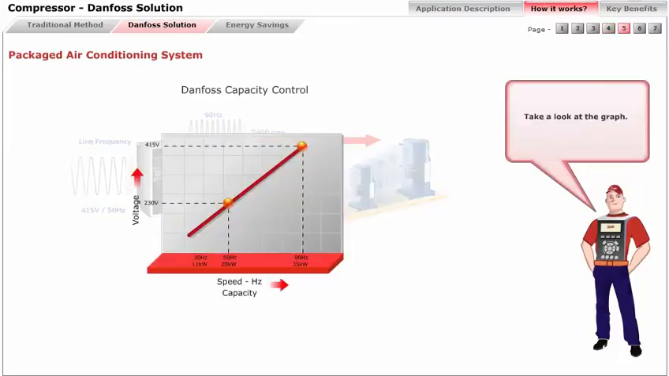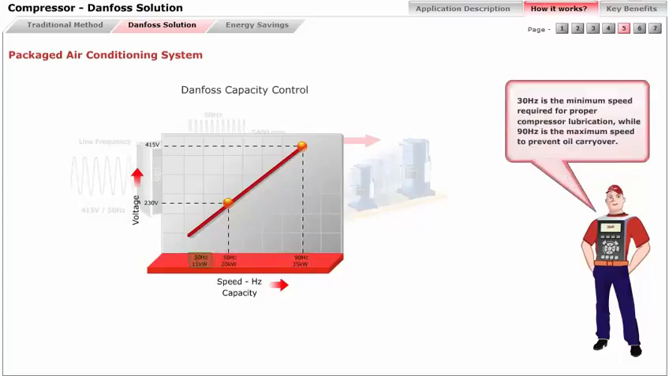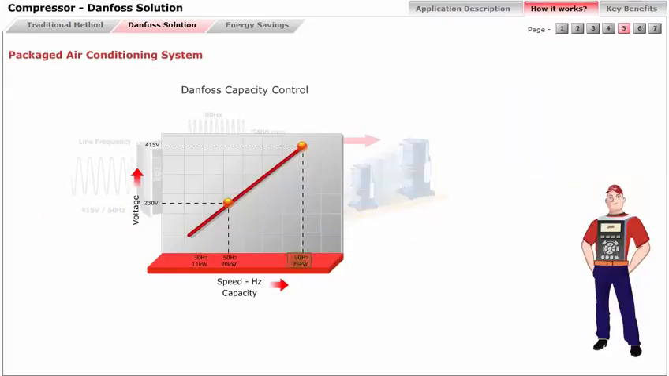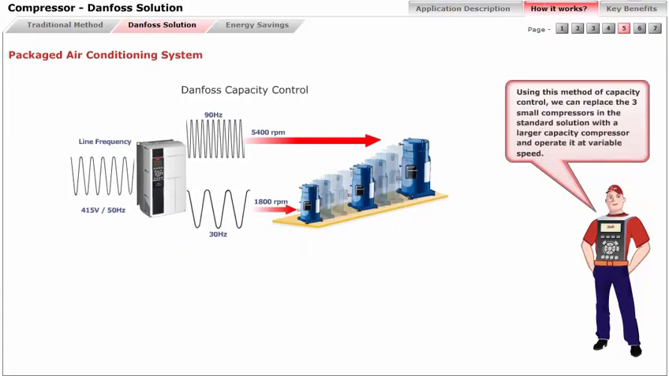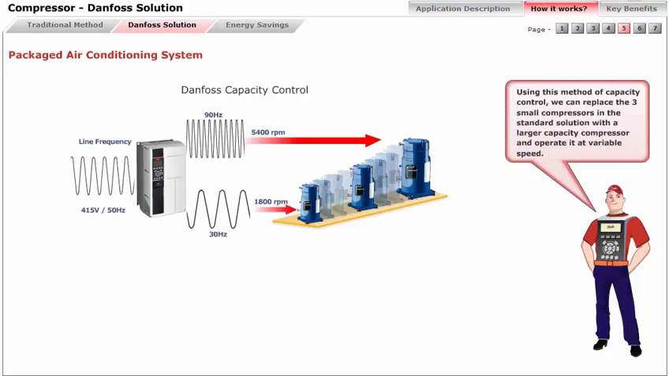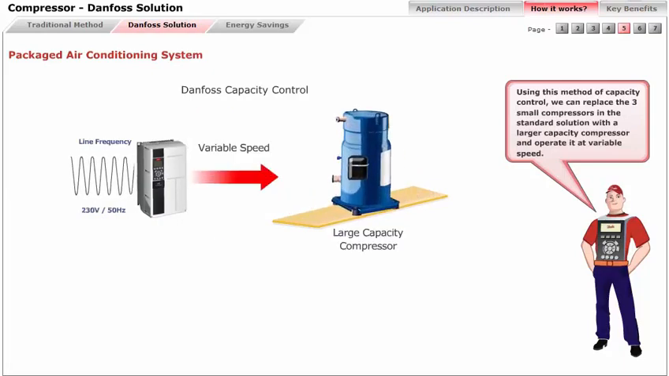Take a look at the graph. It shows the relationship for scroll compressor voltage, capacity, and speeds between 30 and 90 Hz. 30 Hz is the minimum speed required for proper compressor lubrication, while 90 Hz is the maximum speed to prevent oil carryover. Using this method of capacity control, we can replace the 3 small compressors in the standard solution with a larger capacity compressor and operate it at variable speed.